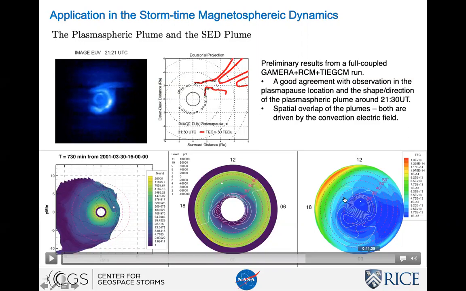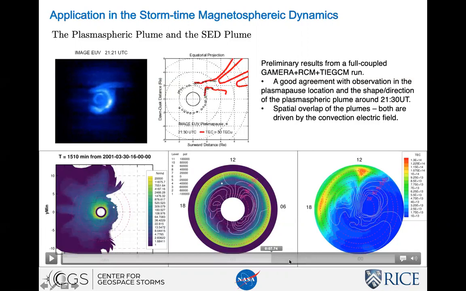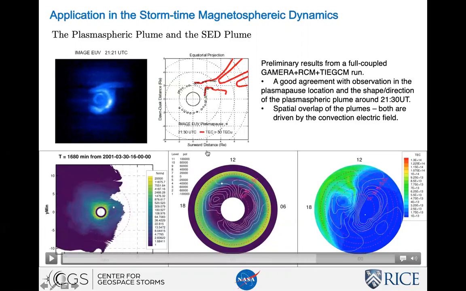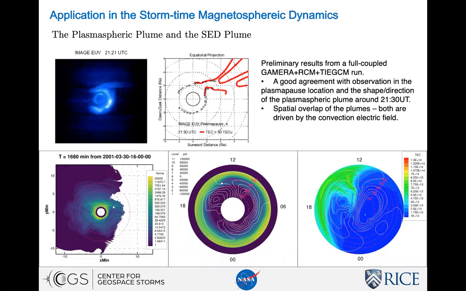That's why if you can see this potential contour around 9 o'clock, you can see it basically follows the shape of the potential contour, and also in the SED and in the TEC profile, you can see this plume has been dragged by this convection electric field. I think that's the main reason why they overlap very well.